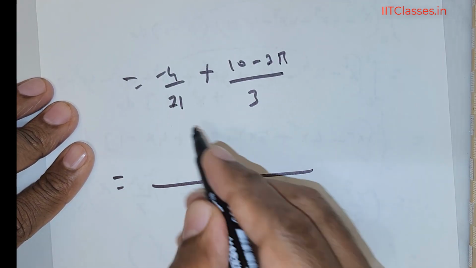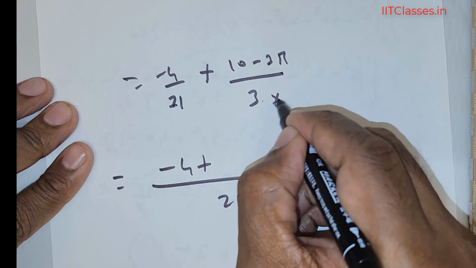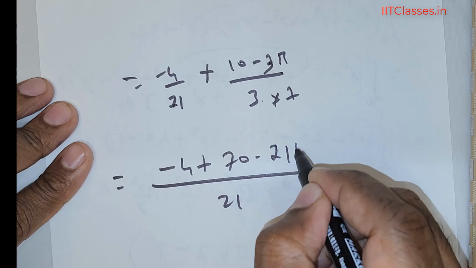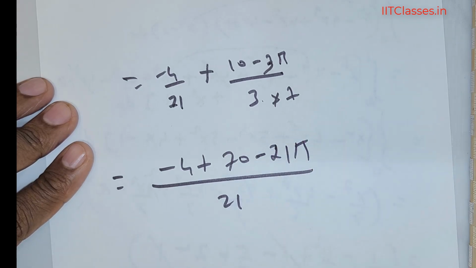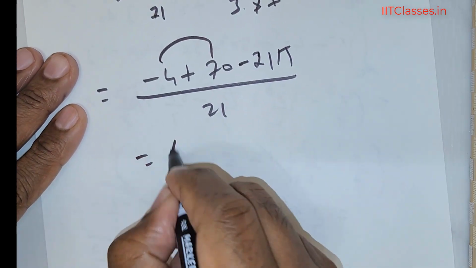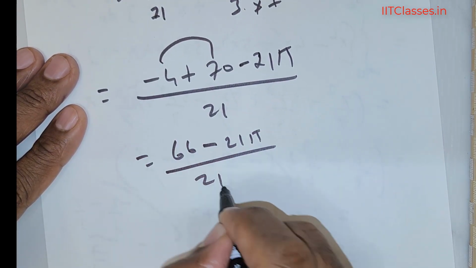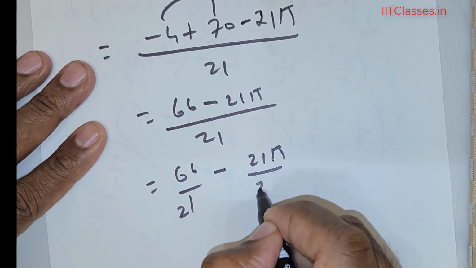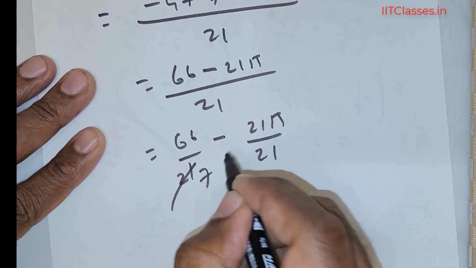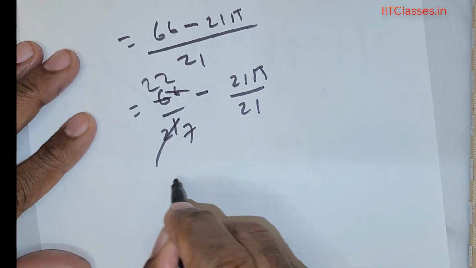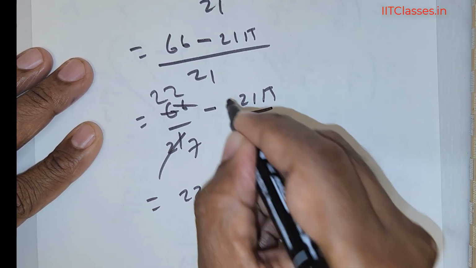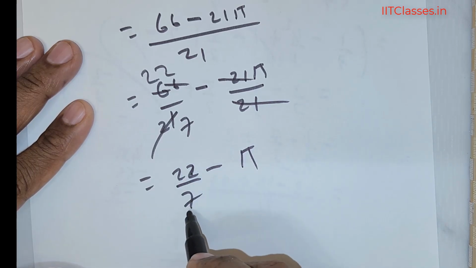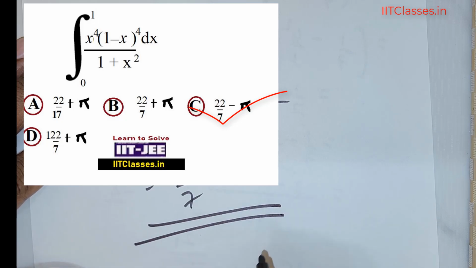Negative 4/21, (10 - 3pi)/3. So the LCM is 21. Negative 4, 3 divides 21 7 times. 7 times 10, 70. And this is 3pi, so you have 21pi there. You add these two together, you get (66 - 21pi)/21. You rewrite this as 66/21 - 21pi/21. Now 3 divides 66 22 times and 21 7 times. So 21 gets cancelled, right? So this is 22/7 - pi. And that is the right choice for this question.